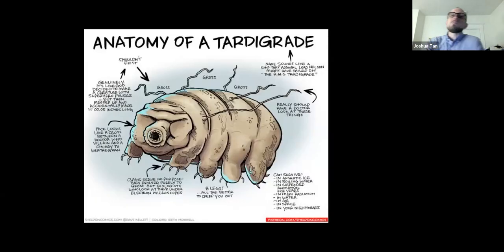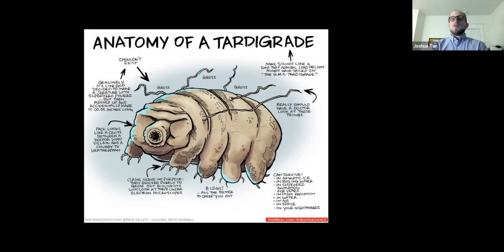Well, we're going to explore another microorganism that's not an extremophile, but it is a microorganism that can survive in a lot of extreme environments. This microorganism is called a tardigrade. Sometimes people call them water bears. And you can see in this comic here that they have fascinated a lot of people.